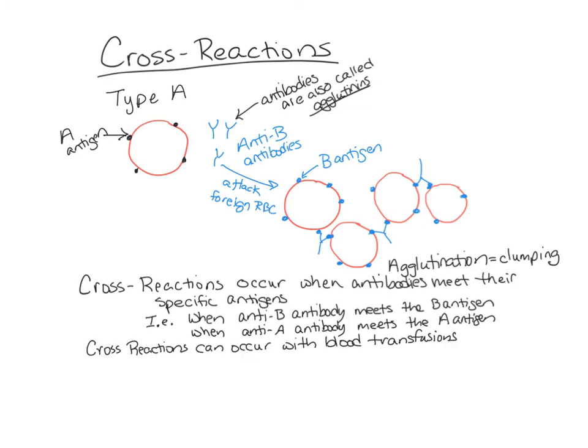Cross-reactions can occur during blood transfusions. If a person is given an incompatible blood type, a transfusion reaction can occur. During a transfusion reaction, red blood cells will clump and form drifting masses that can plug small blood vessels. These small blood vessels could be in the kidneys, the lungs, the heart, or the brain, and cause major complications.